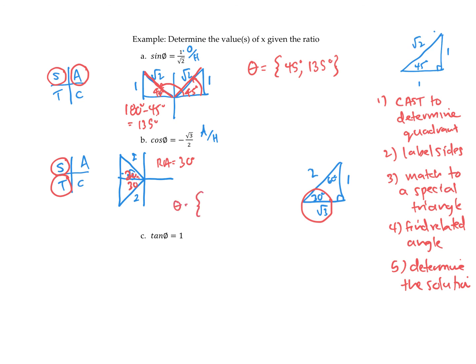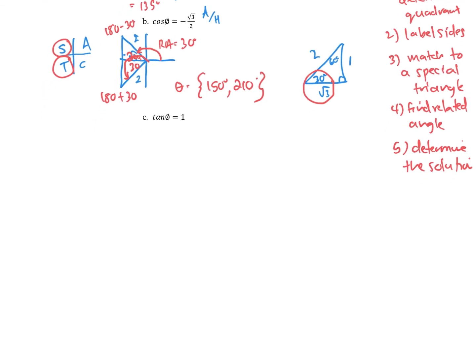We always start at 0 and we go to the terminal arm. So in quadrant 2, it will always be 180 minus the related angle. So that's 150. In quadrant 3, now you're past 180, so it'll be 180 plus the related angle, so that's 210. And that is my solution. Okay, let's do one more.